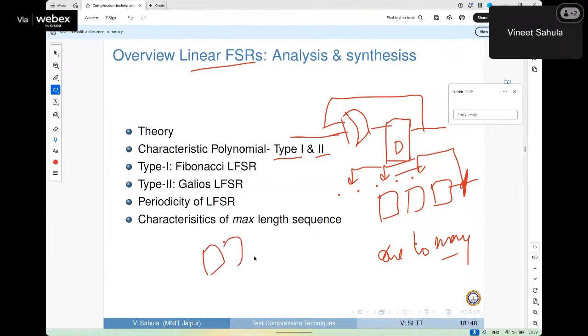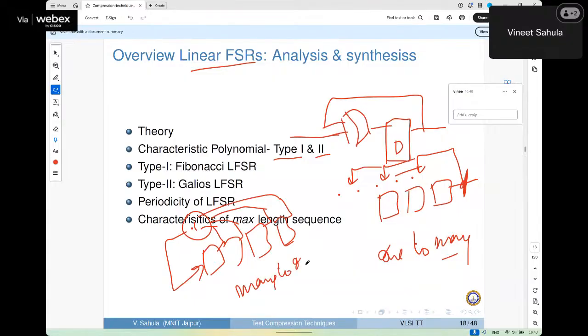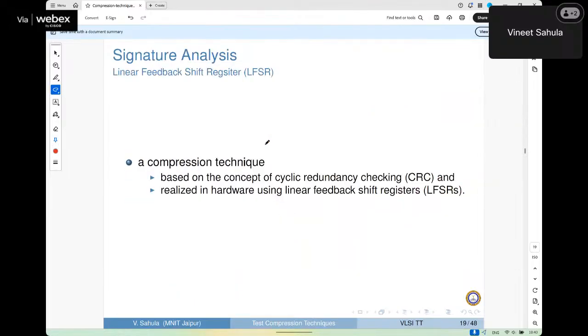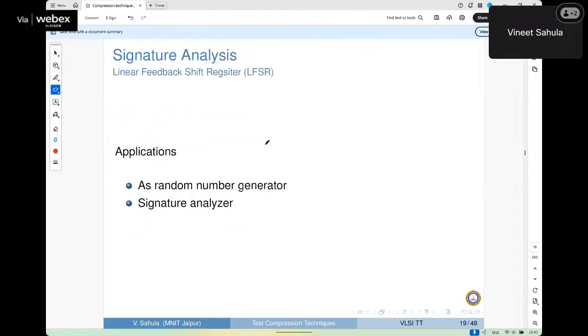Or there could be another kind of feedback where I gather the output of every flip-flop and combine all these outputs in an XOR gate and take a single feedback. This is many to one. That's what we define as type 1 and type 2. These are the circuit configurations, that's all, nothing else. Do you follow me? So type 1 is many to one and type 2 is one to many, right? We'll see that. So this you should keep in mind.